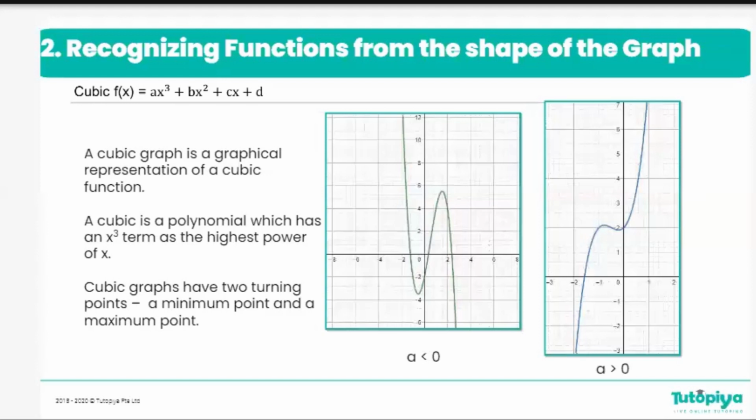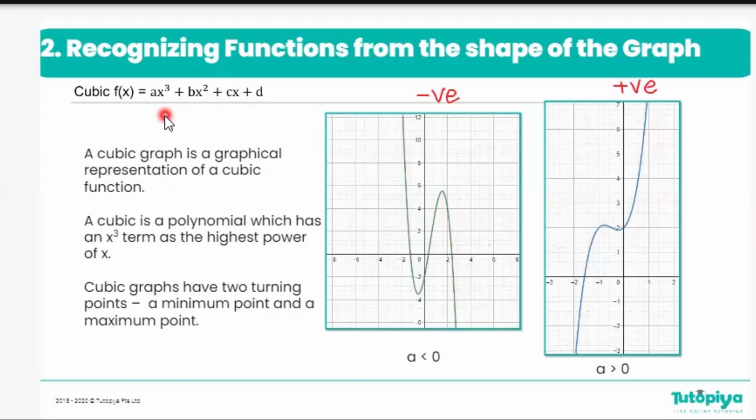The next type of function that we're going to be looking at is cubic functions. Now, cubic functions come in the format of ax³ + bx² + cx + d, and the highest power that we would be able to see would be a cubic power, or to the power of 3. Now, when we have cubic graphs, we can say that it can be a positive cubic graph or it can be a negative cubic graph.